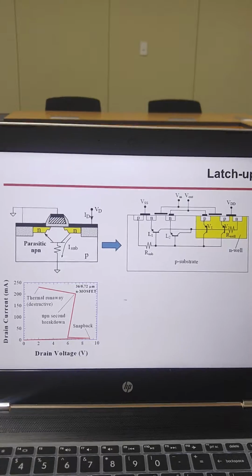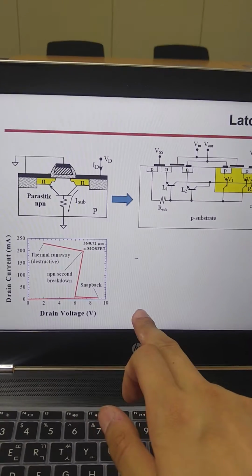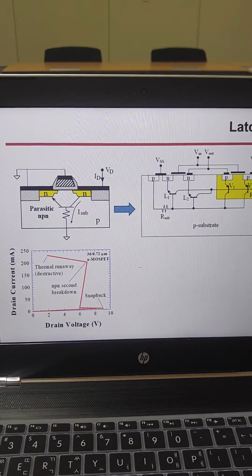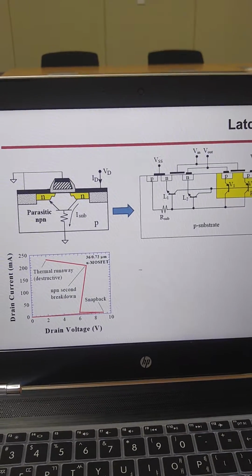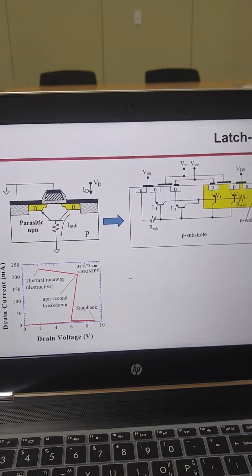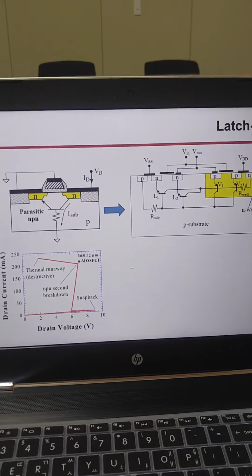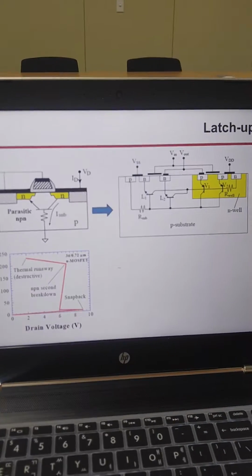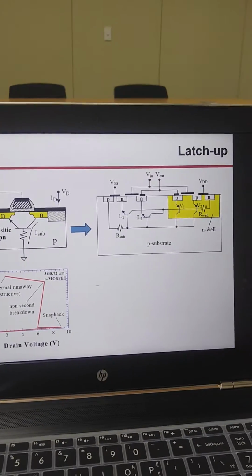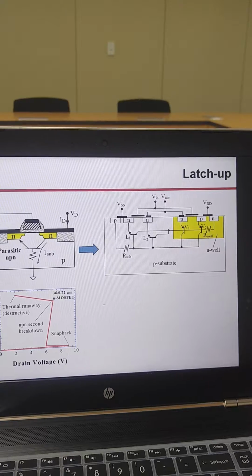And this is for latch-up, and here are four kinds of sections. First is snapback, next is ambient second breakdown, and third is thermal runaway. And we have to stop the latch-up phenomena. On the snapback side, the current no longer decreases, and it will abruptly rise, and we have to control this very well.